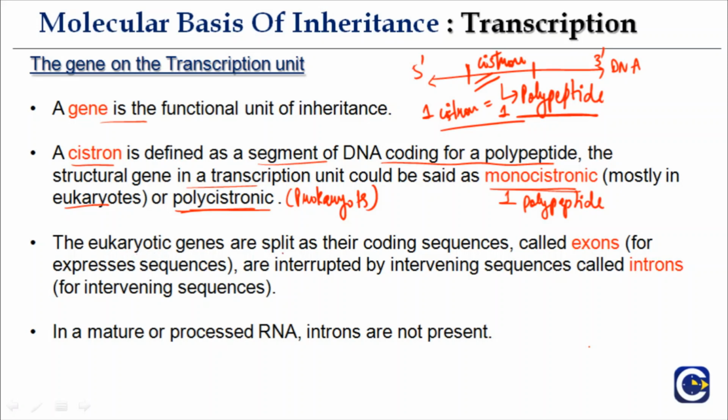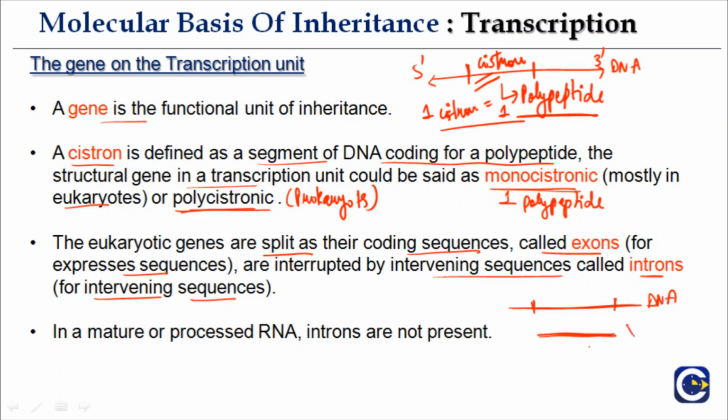The eukaryotic genes are split, as their coding sequences, called exons for expression sequences, are interrupted by intervening sequences called introns. We'll go one by one. The eukaryotic genes are split. For example, this is the DNA. In eukaryotes, it is not that this is the DNA, and let's say this is a cistron on the DNA, and this is the RNA.